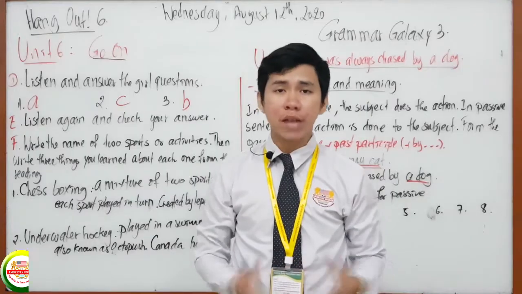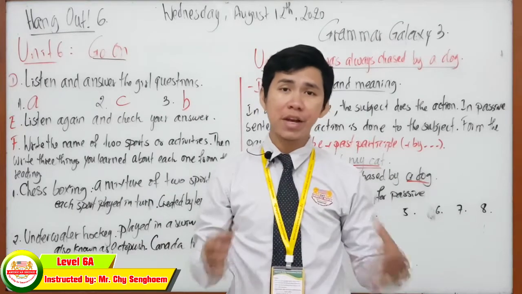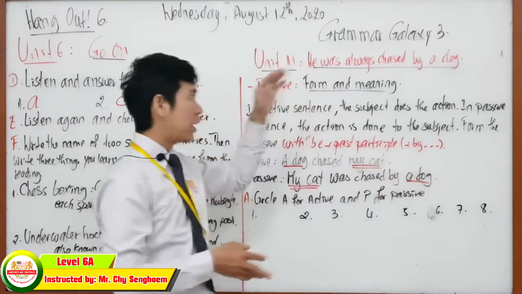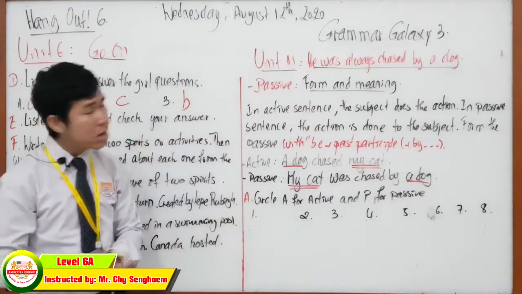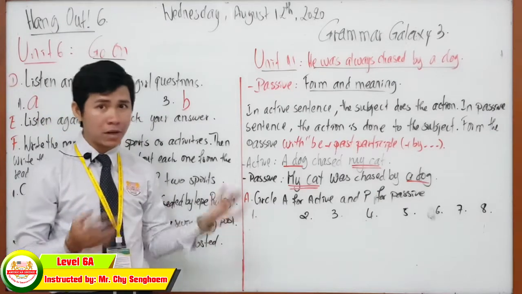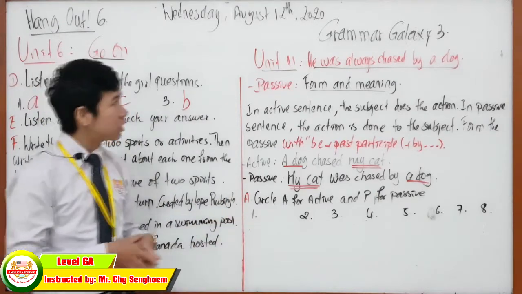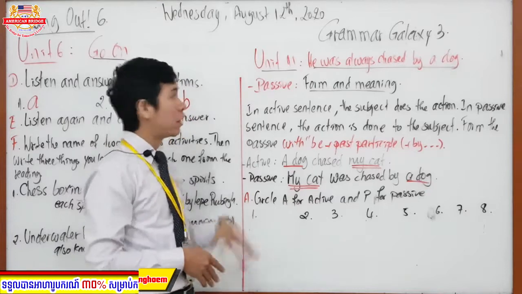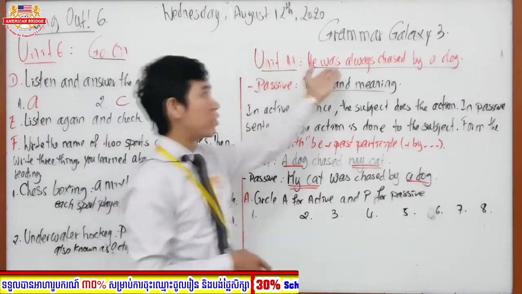Alright, so let's come back to our second session, A1, where we study grammar. The unit 10 of our lesson has finished according to the work that you have done or that was assigned by me. Today we are going to continue with the next unit, unit 11. He was always chased by a dog.